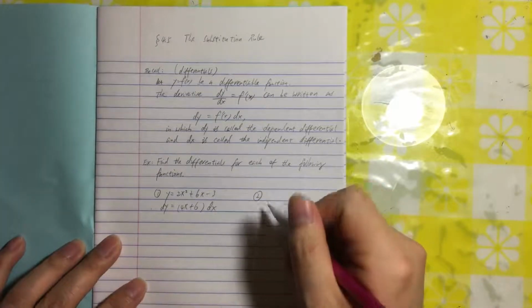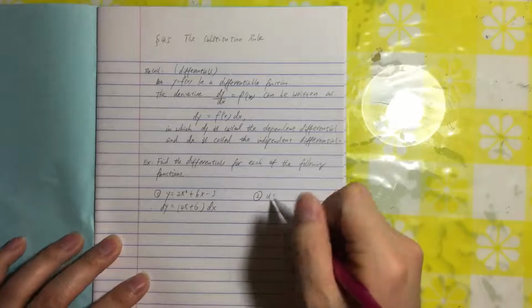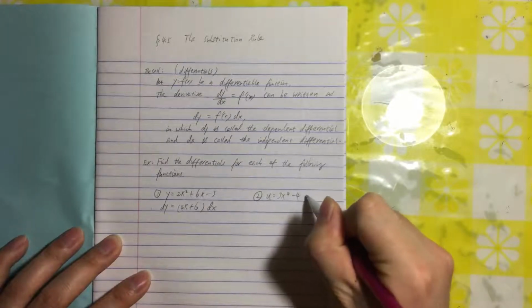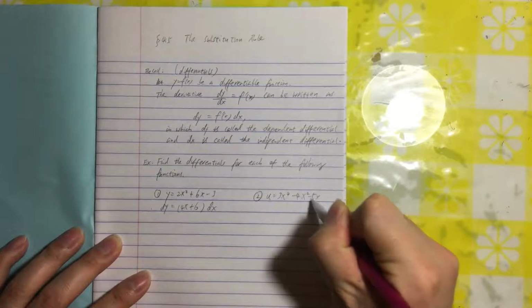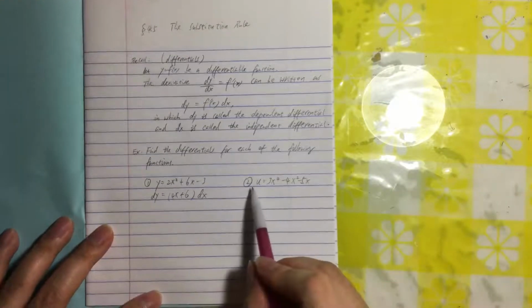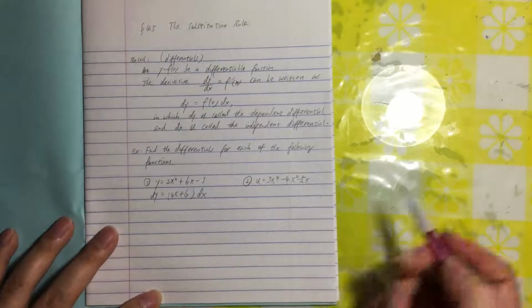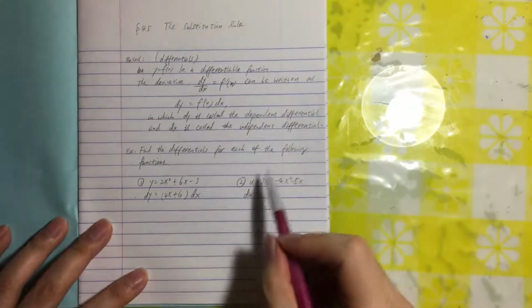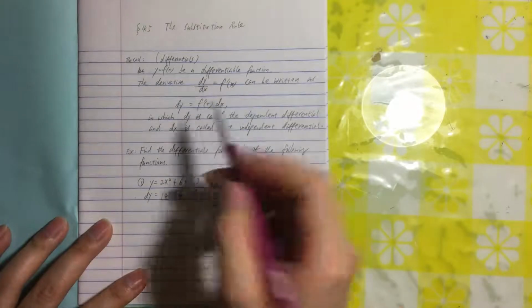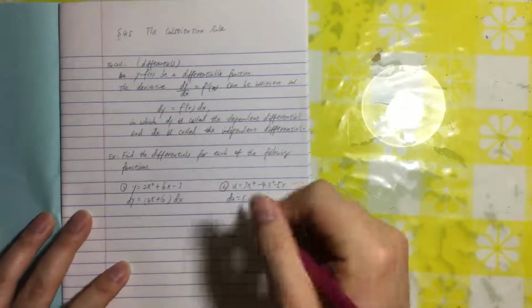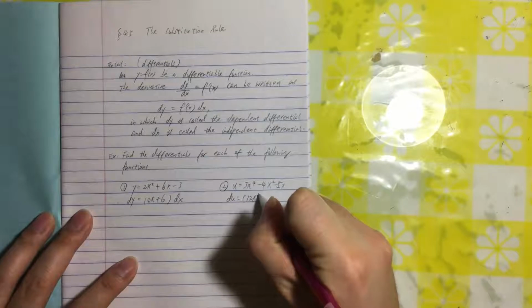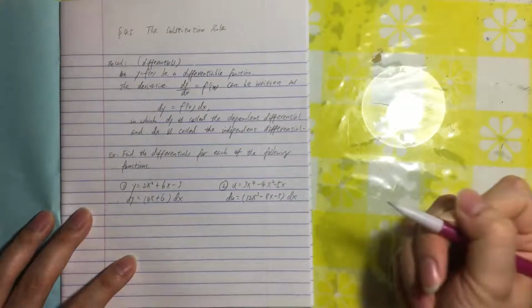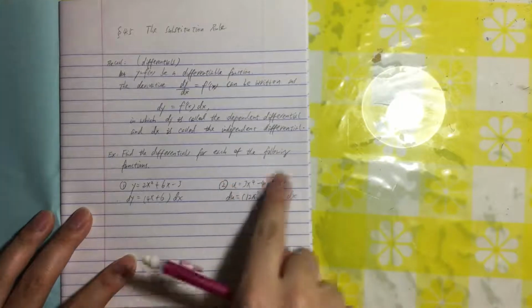Another example, u equal to 3x to the power 4 minus 4x squared minus 5x. In this example, we treat u as a function of x. So on the left side, we write du. On the right side, it's f prime of x dx. Take the derivative with respect to x. That's 12x cubed minus 8x minus 5 times dx. That's called the differential of this function.